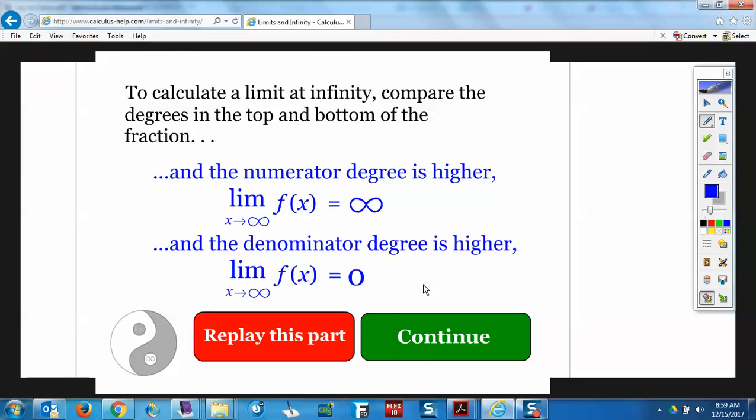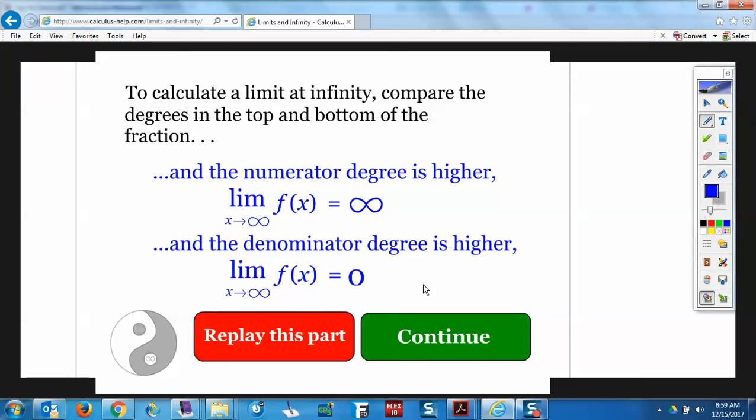Now, if the numerator degree is higher, doesn't it make sense that that's just going to get bigger and bigger and bigger? And pretty soon it's going to be so much bigger than the bottom that you have this huge number divided by an insignificant number, so you're going to have a big number. When the top is really big on a fraction, the number gets bigger. So that's going to infinity, but we would say it does not exist, it's infinity. And if the degree is higher on the bottom, that makes sense. The bottom's going to get bigger and bigger and bigger. When you have a fraction and the bottom gets really big, what happens to the fraction?